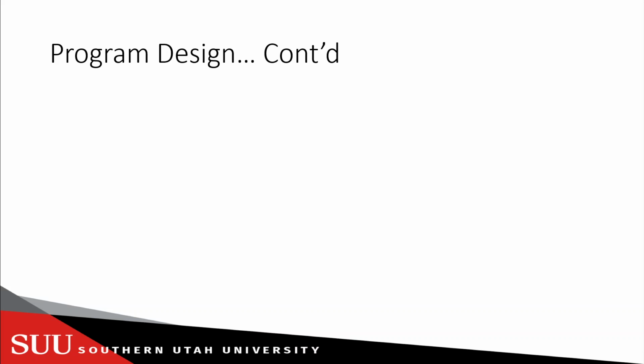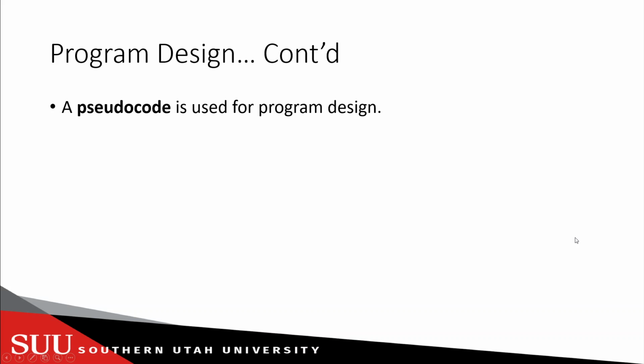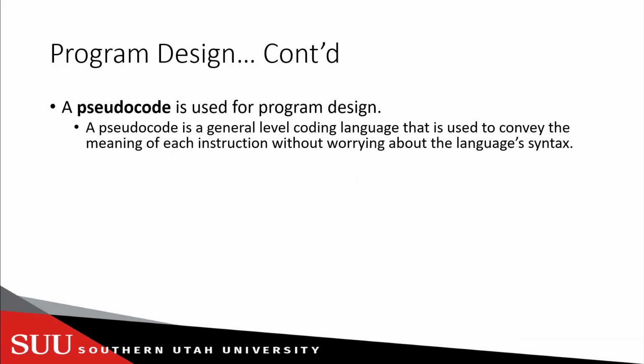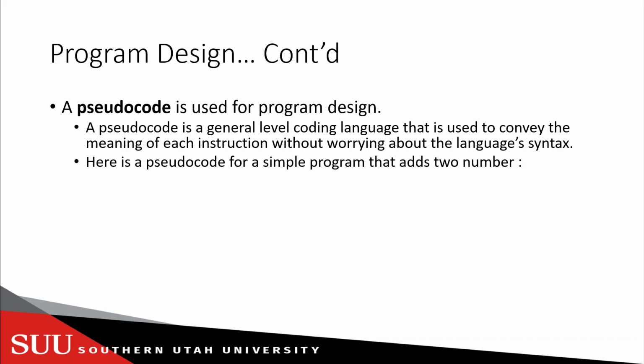So let's talk about the program design in Java. We will use what we call pseudocode, which is used for program design. So the pseudocode is a general level coding language that is used to convey the meaning of each instruction without worrying about the language's syntax. So you don't have to worry about the syntax of Java when you are trying to write pseudocode, even if it's for Java. So let's look at a pseudocode for a simple program.